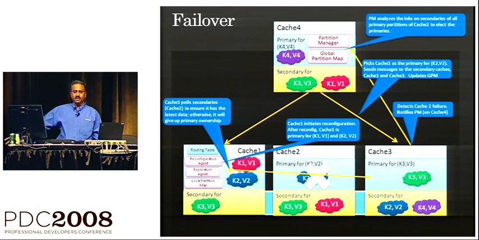Now it brings the K2, V2, which used to be a secondary, it became a primary copy now. So now the configuration is you have K2, V2 in cache 1, that's the primary. Cache 1 is now primary for both K1, V1, as well as K2, V2. And then the secondary for K2, V2 is cache 3. So that shows the failover flow.